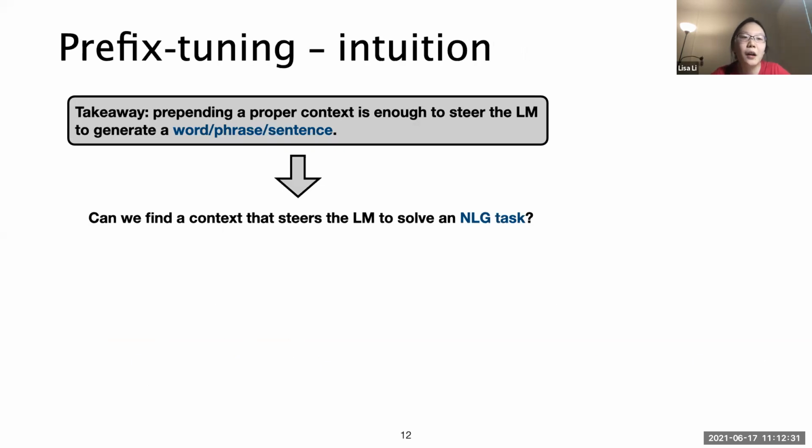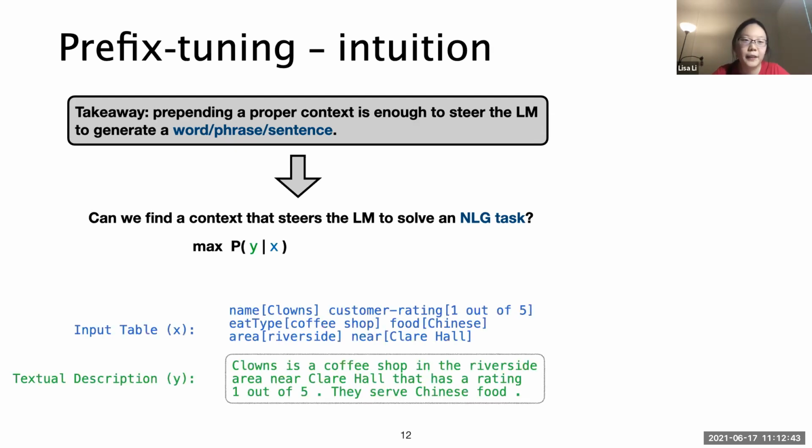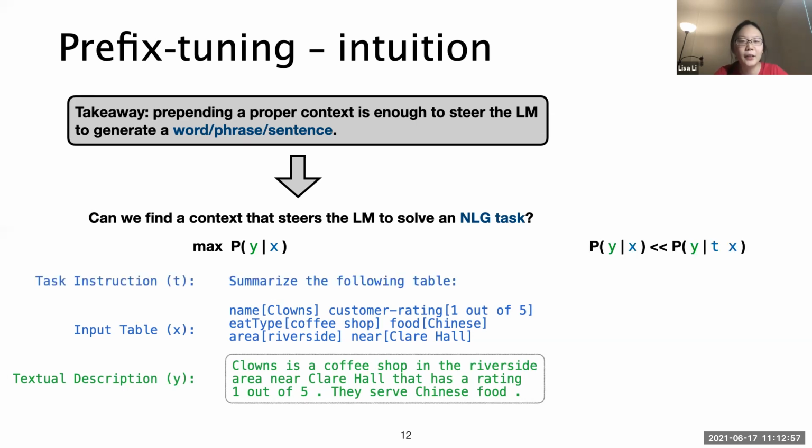So now we want to further extend this intuition to a more useful setting. Can we find a context that can steer the language model to solve an NLG task? For example, this table-to-text task requires us to summarize the table content X and output some textual description Y. So one natural context to try is the task instruction, like this: summarize the following table. In this case, we would hope to have P of Y given T, x, where T is the instruction, to be much greater than P of Y given X for this task instruction to be effective.